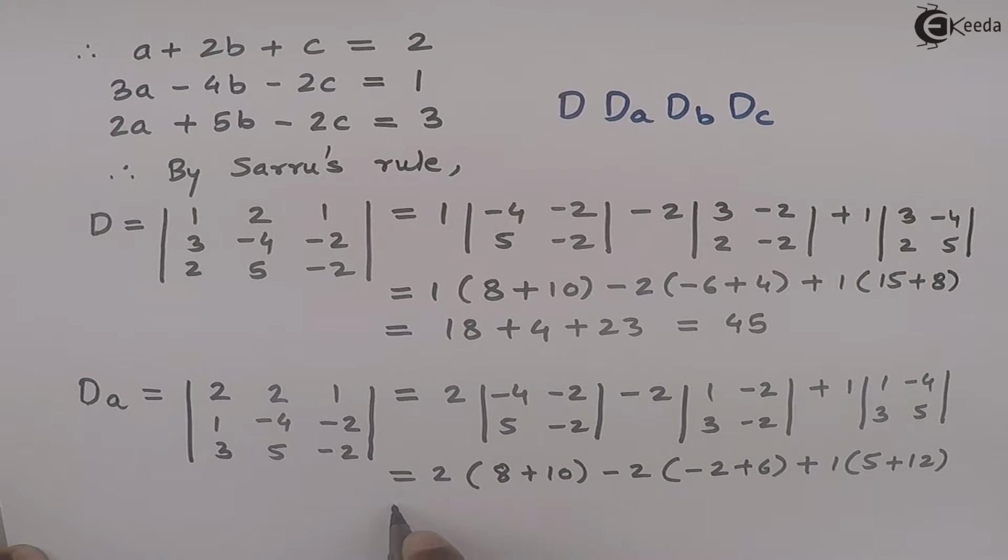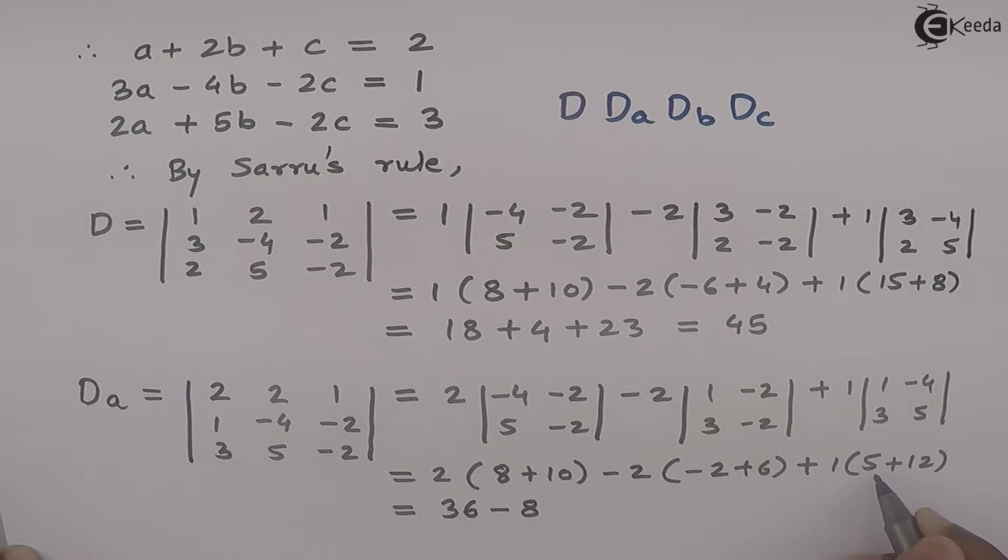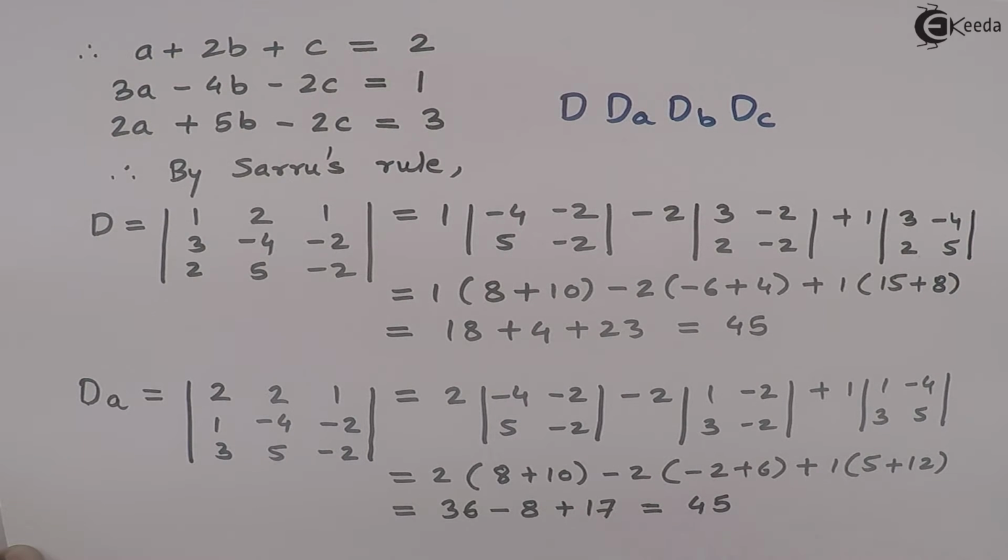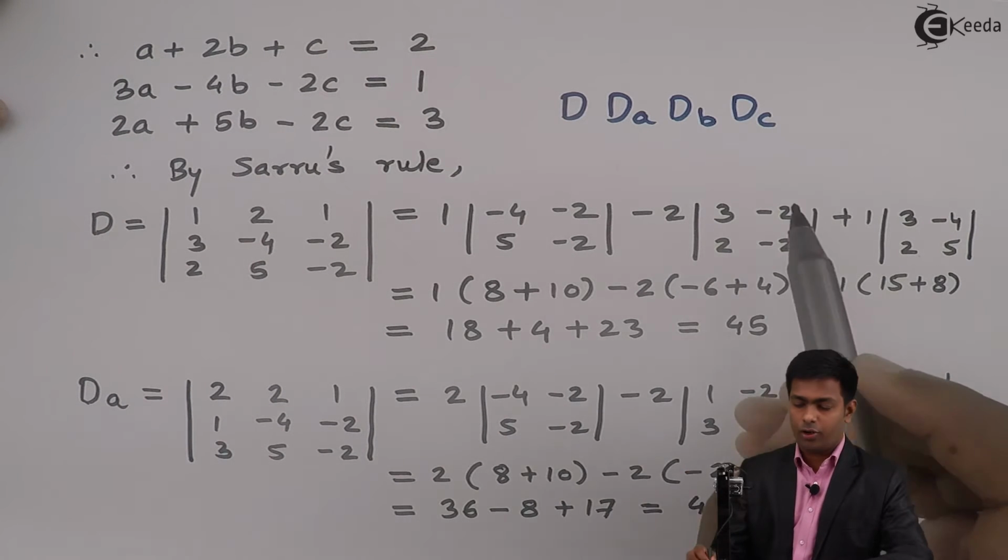Here we will get 18 into 2, that is 36. This will be 4 into minus 2, that is minus 8, and 17 into 1, that is plus 17. So we will get 36 minus 8, that is 28, and 28 plus 17 will become 45. So the value of DA is also 45. Now let's find out the value of DB.